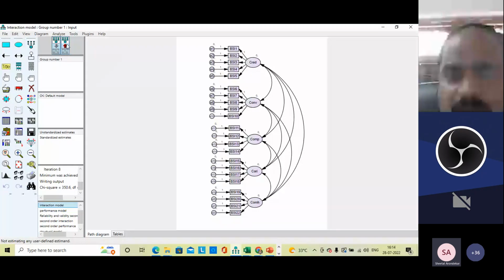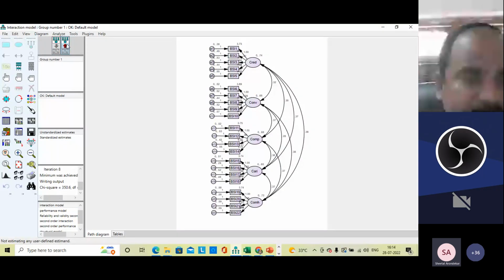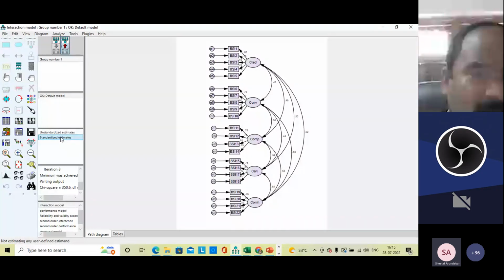Now values are appearing, but by default these values are unstandardized. So in order to get the standardized, you need to click in the left hand side standardized estimates. Now you got everything. For reliability and validity, I need to go to the test output.